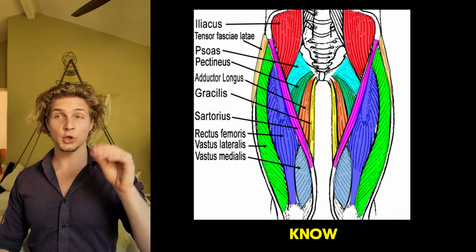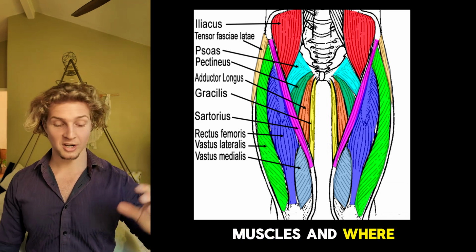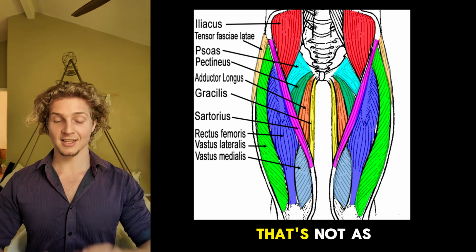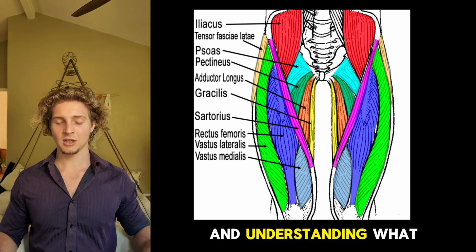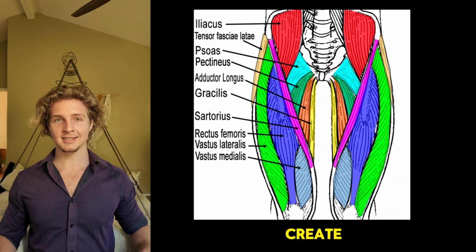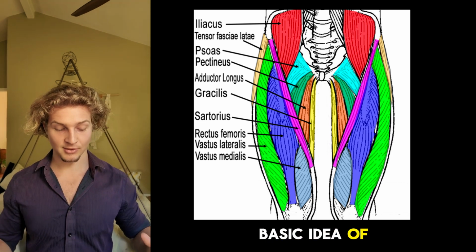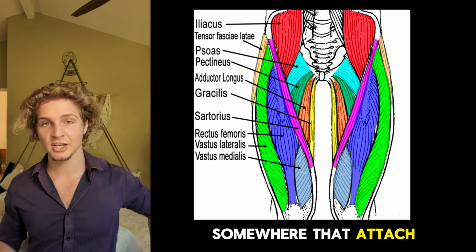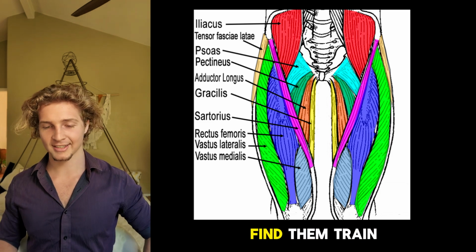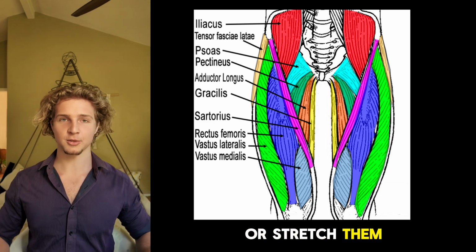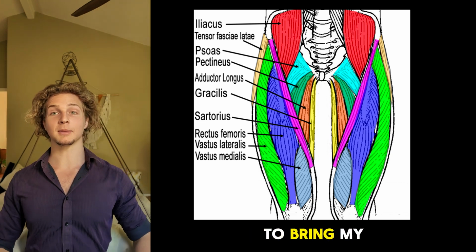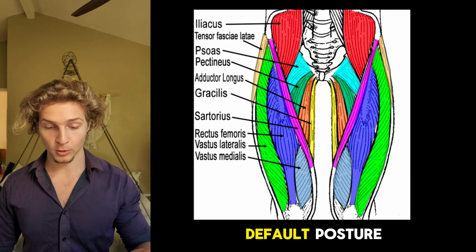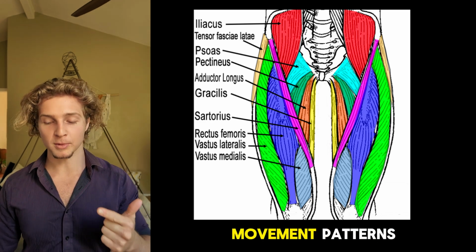Now, whether you know the names of the muscles and where they insert bone to bone, that's not as important as just feeling and understanding what the movement is that you want to create, and having a basic idea that there are muscles somewhere that attach there, and I can find them and train them or stretch them or massage them or something to achieve a result that I want to achieve, to bring my body into better default posture and better default movement patterns.